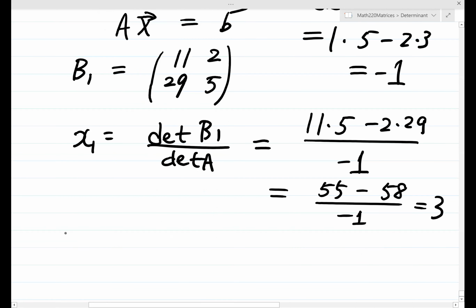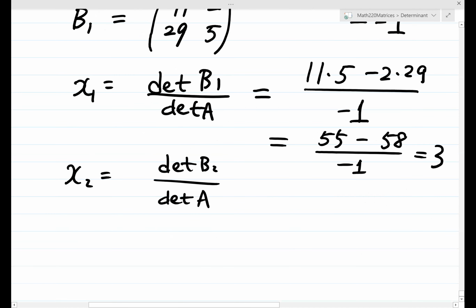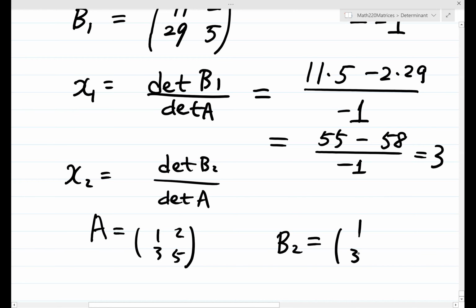x2 is just y. x2 is determinant of B2 over determinant of A. So for determinant of B2, we replace the second column of A. Remember A is 1, 2, 3, 5. The first column, 1, 3, is fixed, and we replace the second column by the vector B.